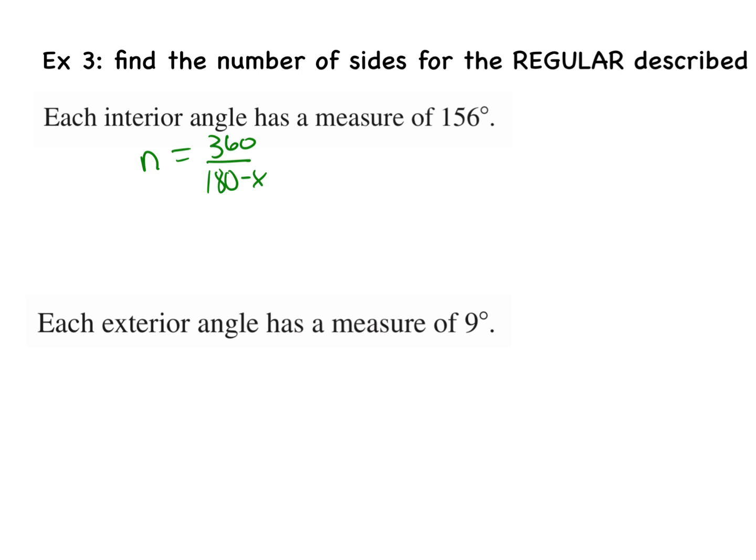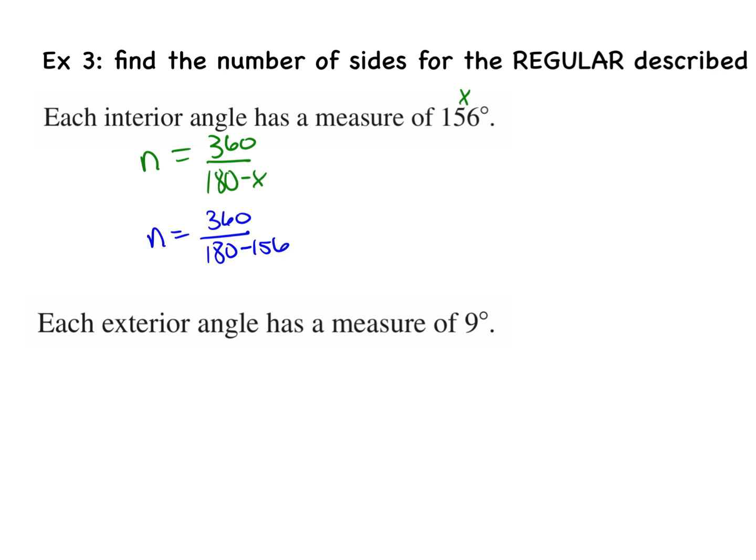You're correct, but why? Good, because it's the angle measure, right? And x represents the angle measure. We covered that in the slide before. So n is the number of sides, and that's what we're looking for. Then 360 over 180 minus 156.